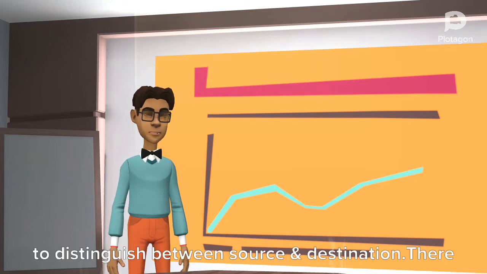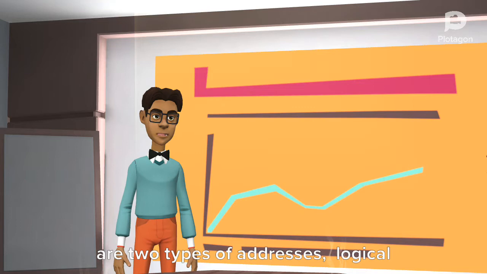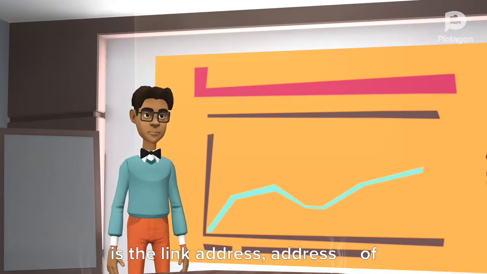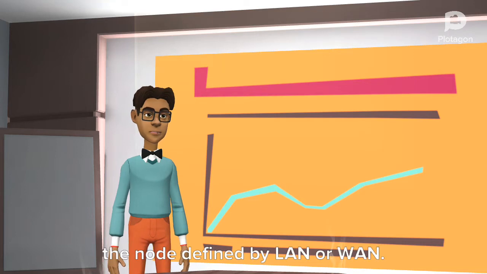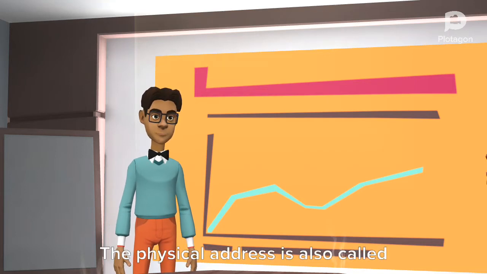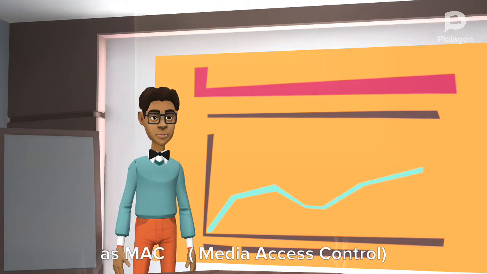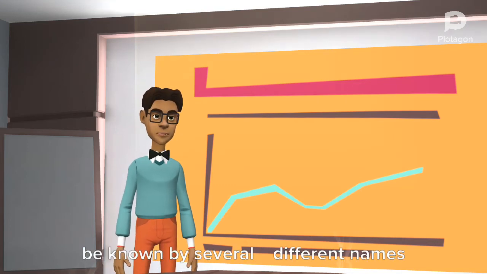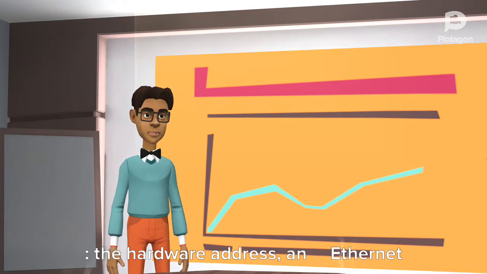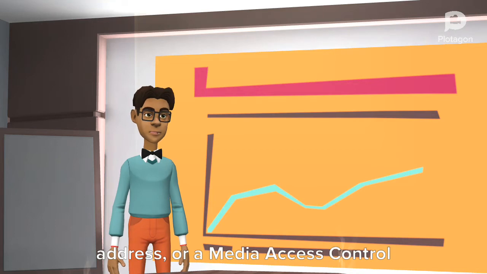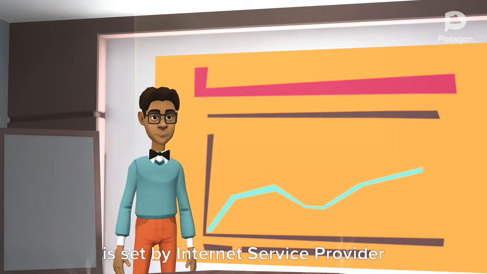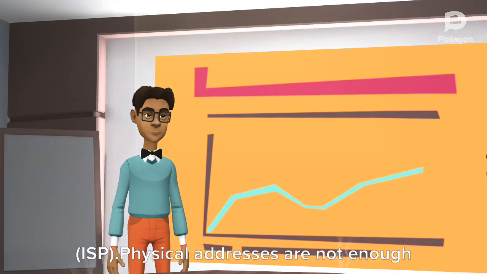There are 2 types of addresses, logical and physical. The physical address is the link address of the node, defined by the LAN or WAN. The physical address is also called the MAC, Media Access Control address, and it is generated by the manufacturer. A physical address may be known by several different names: the hardware address, an Ethernet address, or a Media Access Control (MAC) address. Another name for the logical address is the IP address. It is set by the Internet Service Provider (ISP).